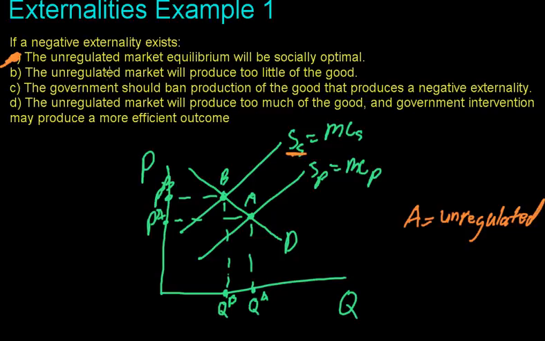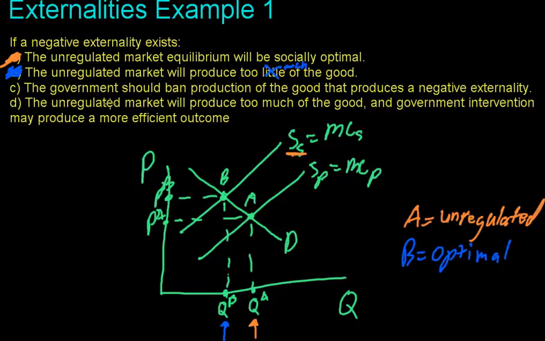Then we see, will the unregulated market produce too little of the good? Well, the unregulated market will produce quantity A, whereas B is optimal. And since quantity A is greater than quantity B, the unregulated market will produce too much of the good. So if the answer said too much, it would be correct, but because it's not, that is not the correct answer.